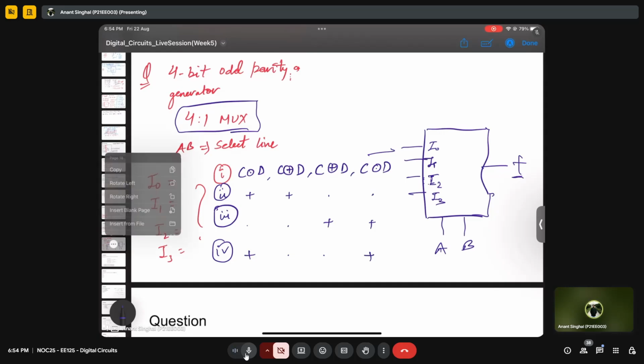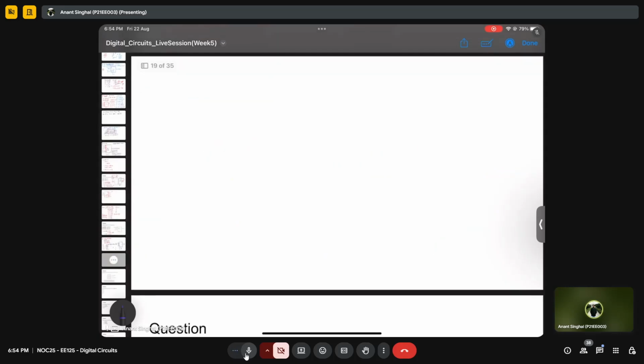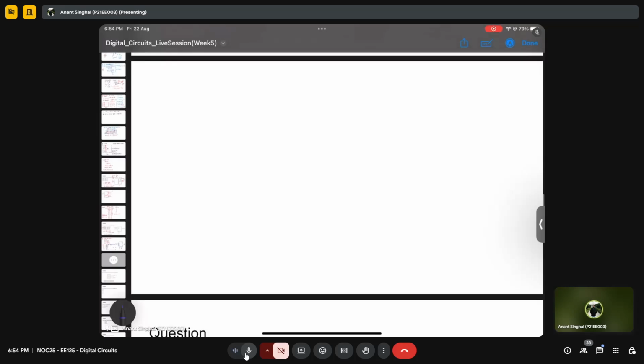Okay, let's do that. So it says you have to make a 4-bit parity generator. So that means you need to have 4 inputs. So now there can be a total of 16 cases.